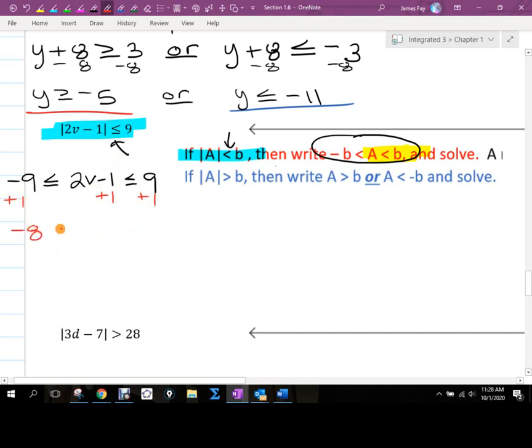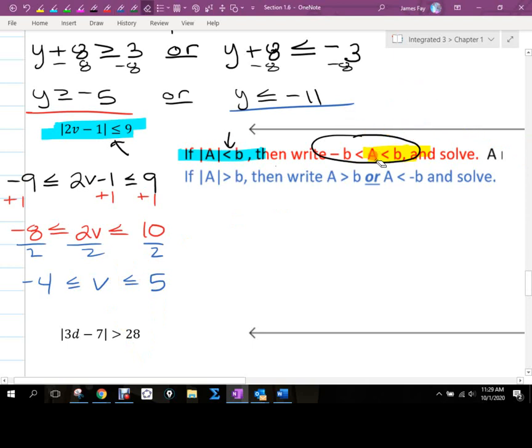So I'm going to get negative 8 less than or equal to 2v less than or equal to 10. Then what are you going to do? All right, so divide by 2. I get negative 4 less than or equal to v less than or equal to 5, right? And now you graph it.